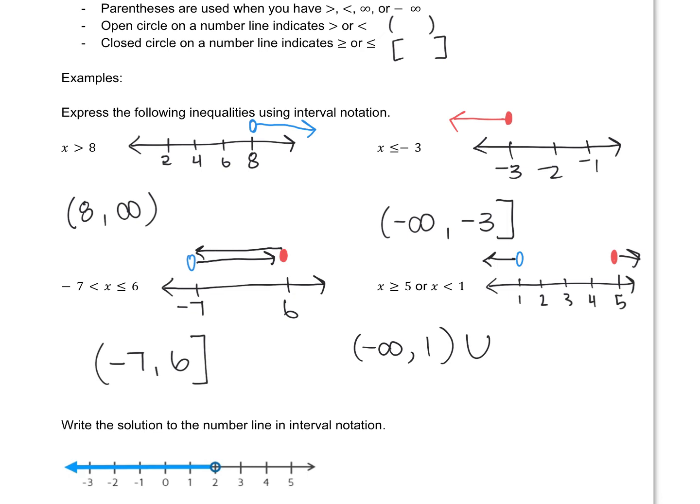Then I'm going to do x greater than or equal to 5. So greater than or equal to starts with the value, which in this case is 5. Gets a bracket because it's equal to, comma, infinity, closing with a parenthesis. And again, my negative infinity is on the left side, my positive infinity is on the right side, and the arrows indicate which direction they're going to go.